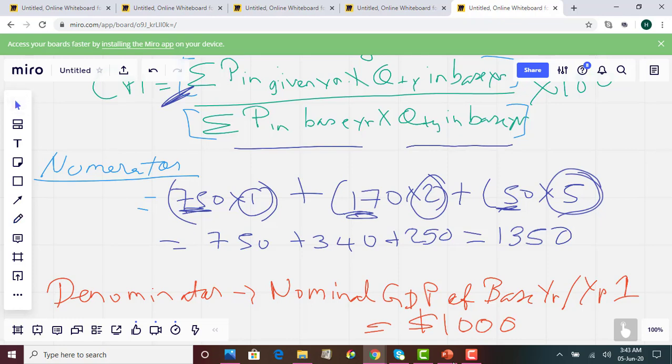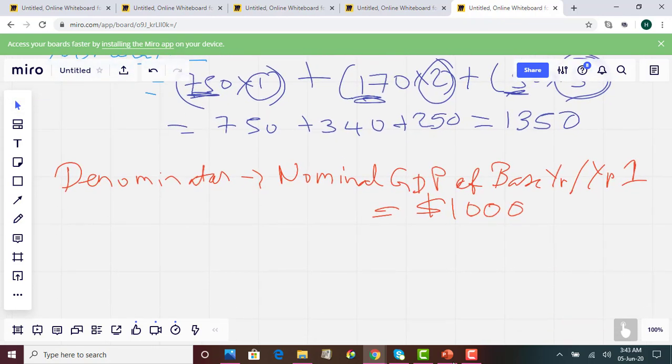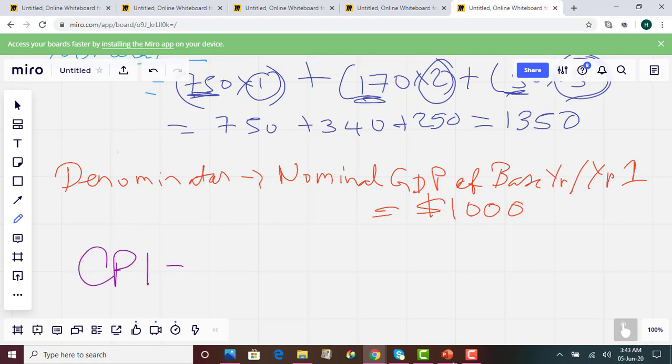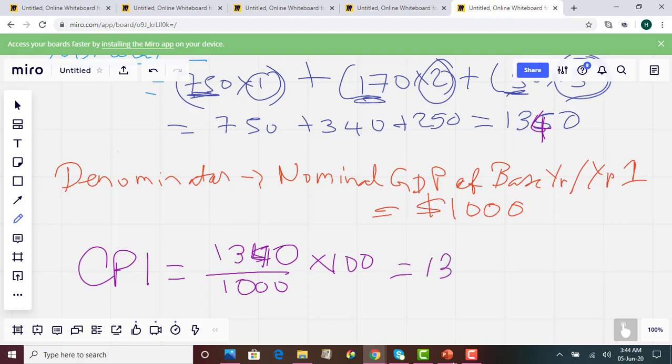Okay, now let's calculate the CPI. We know the numerator, we know the denominator. So 1350 divided by 1000 times 100, and we end up, I'm sorry, this should be 1340 actually. Yeah, I made a mistake. So this is 1340 divided by 1000 times 100, which equals 134.